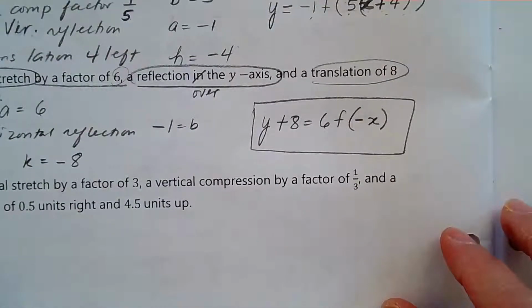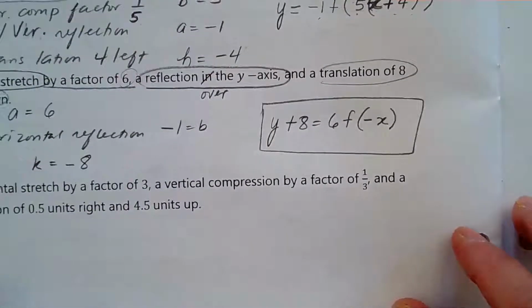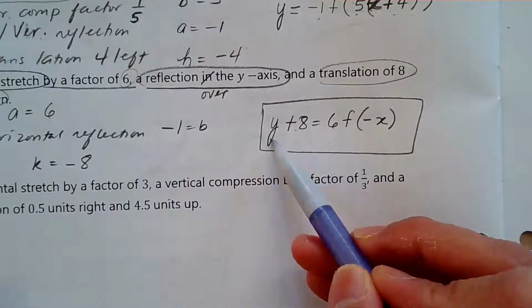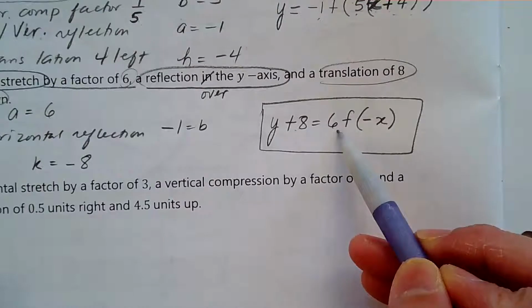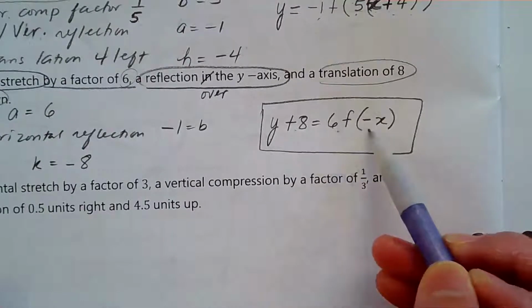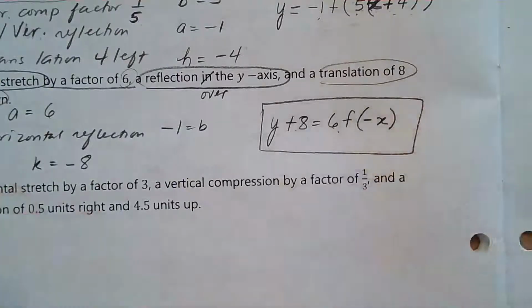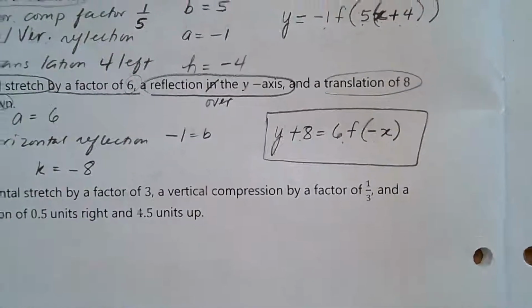Good. So far, so good. So left 8, vertical stretch of 6, and then reflection over the y-axis. So -x.